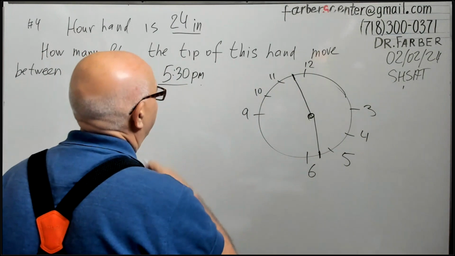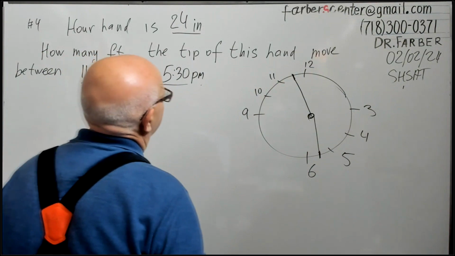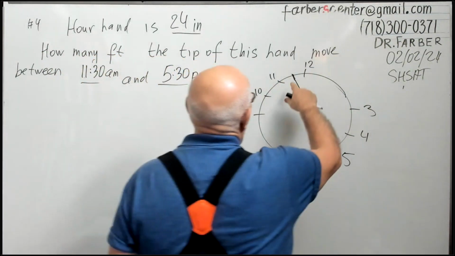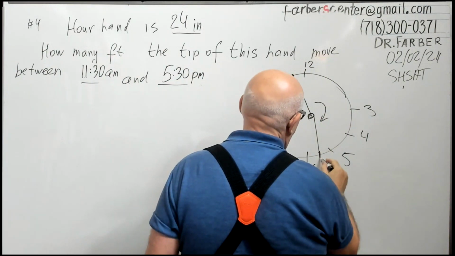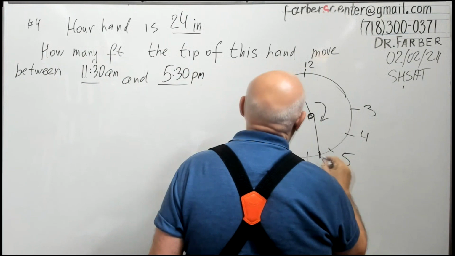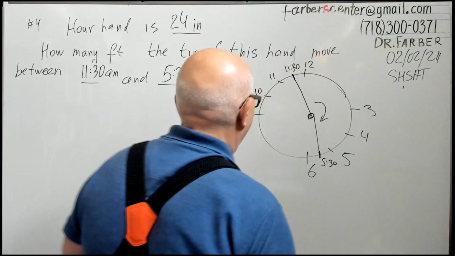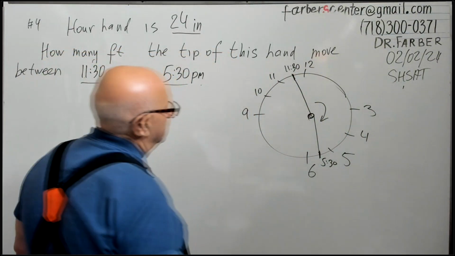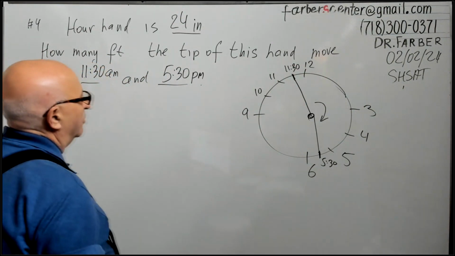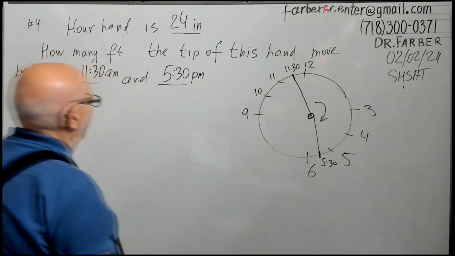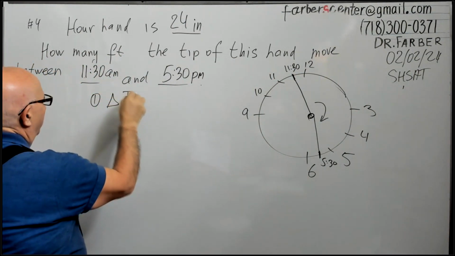Okay. How many feet does the tip travel when it moves from 11:30 to 5:30? This is 5:30. This is 11:30. Let me solve by myself. If you remember, we did in fourth grade how we found elapsed time. So step number 1, delta time, elapsed time.